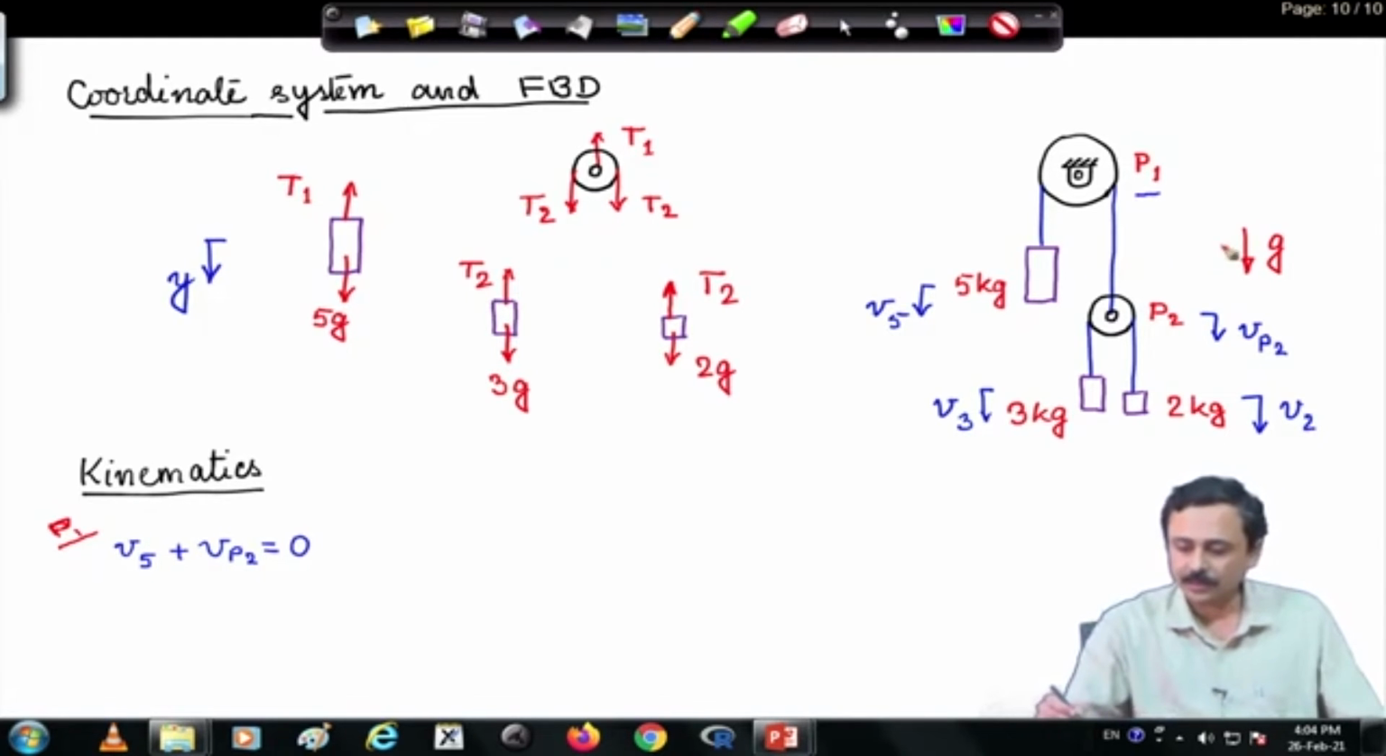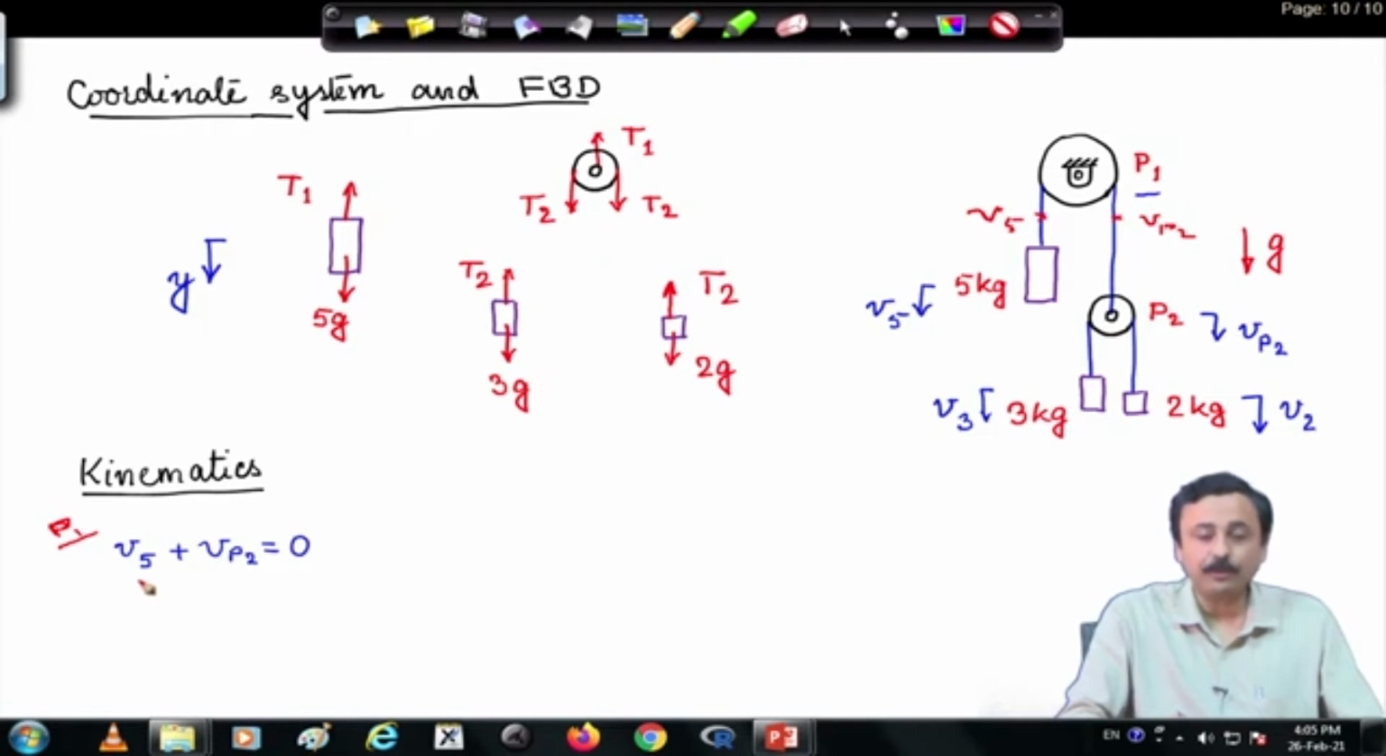Velocity of this point and this point is what we look at. This point velocity is the same as V5 and this point velocity is Vp2. Therefore, V5, velocity of body 5, plus velocity of P2 must be equal to 2 times velocity of P1. Now, velocity of P1 is 0 because it is fixed. This relation we had derived earlier. So, this is one relation.